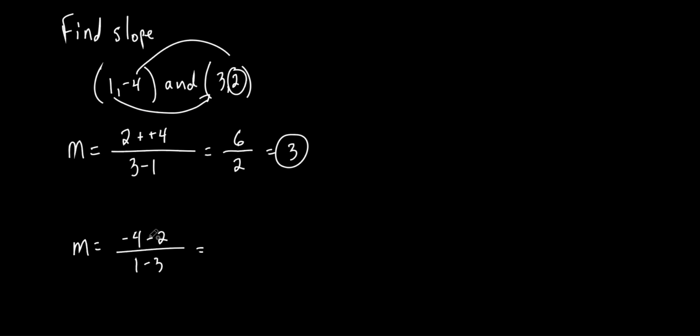What's negative 4 minus 2? Add the opposite. Negative 6 over what? What's 1 minus 3? It's not 2. It's negative 2. You guys watching? So what's negative over negative? Positive what? Do you get the same exact answer? Obviously you do. Okay? So you got to make sure that you do it in the right order.